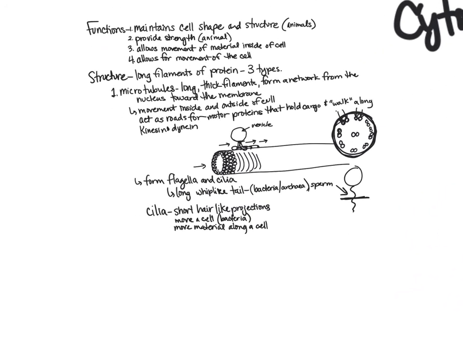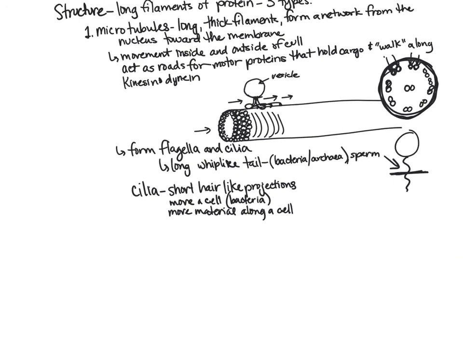So we're taking a look at our long filaments of protein, our 3 different types, and that concludes our microtubules. So again, our microtubules are our largest ones. They're like big straws inside of our cell. The next one that we're going to take a look at are the microfilaments, which are the smallest ones.